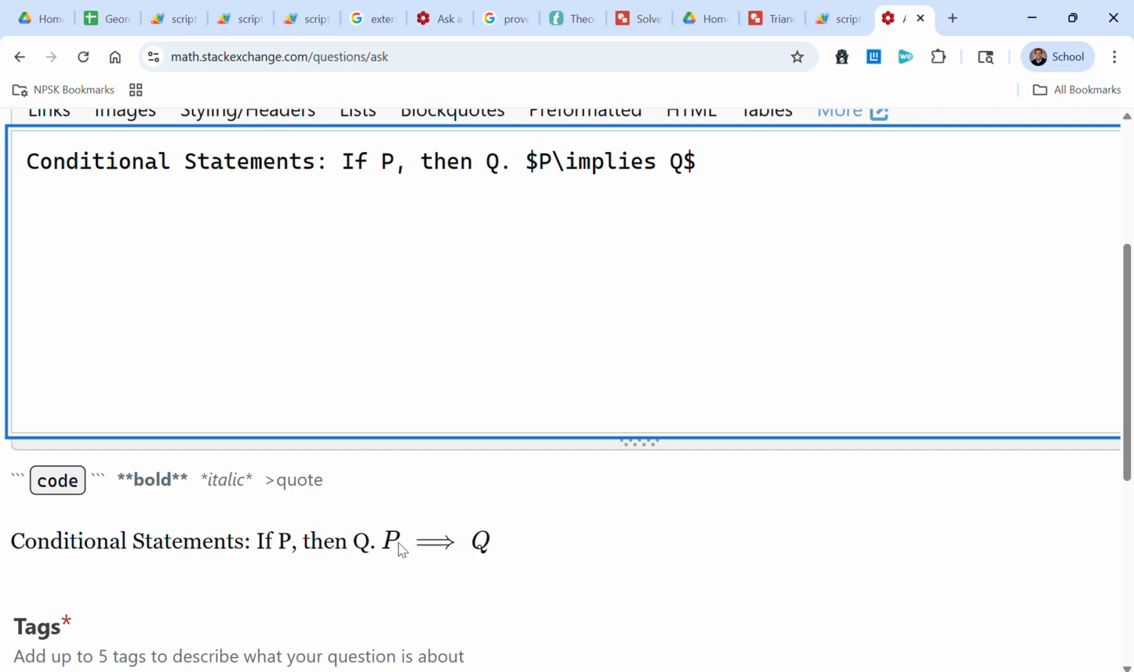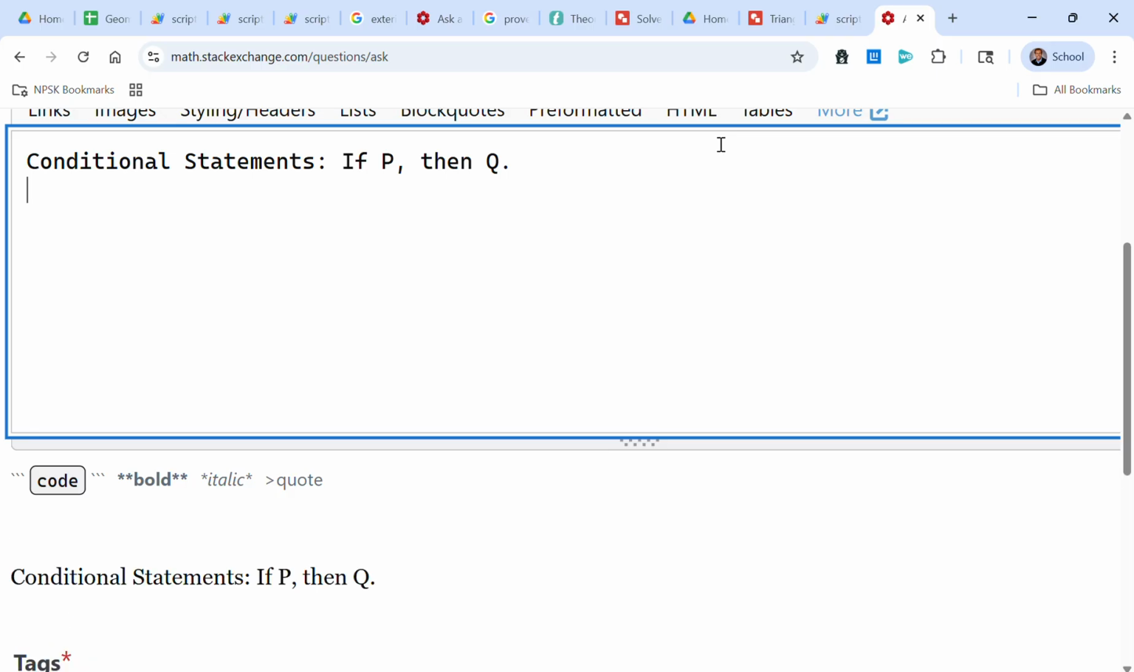We can write it like this: P implies Q. If P, then Q happens. We could write that more succinctly as follows. A lot of times you'll see in a proof, you'll say, if this happens, then this happens. And then you might consider the possibility, if Q happens, then does P occur?